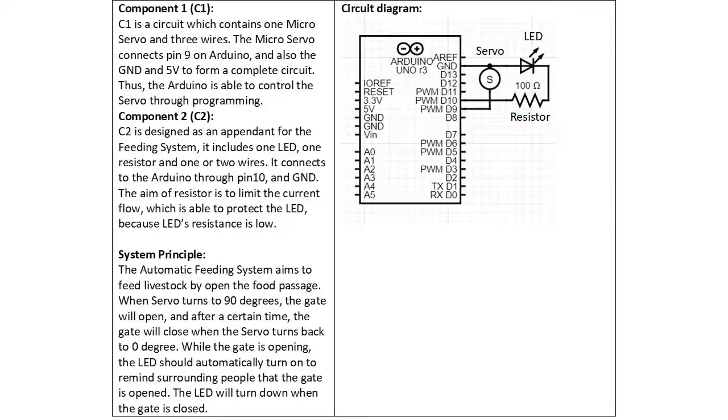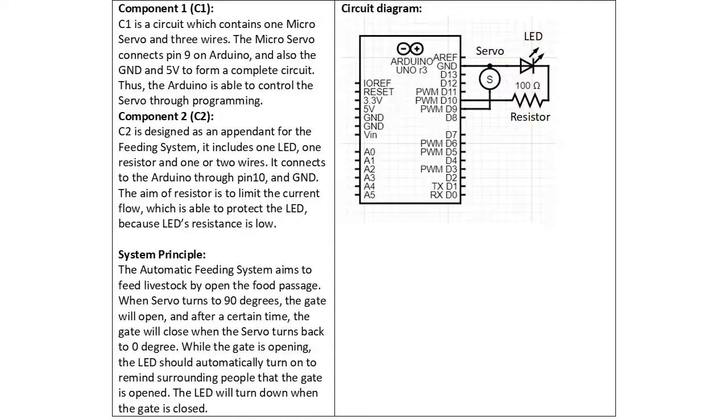Component 2 is designed as a pendant for the feeding system. It includes one LED, one resistor, and two wires. It connects to the Arduino through pin 10 and GND. The aim of the resistor is to limit the current flow, which protects the LED because the LED's resistance is low. The construction detail is shown on the circuit diagram.